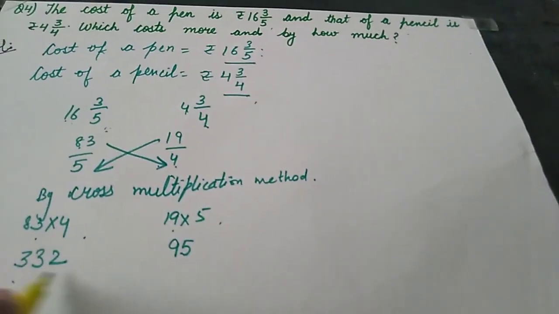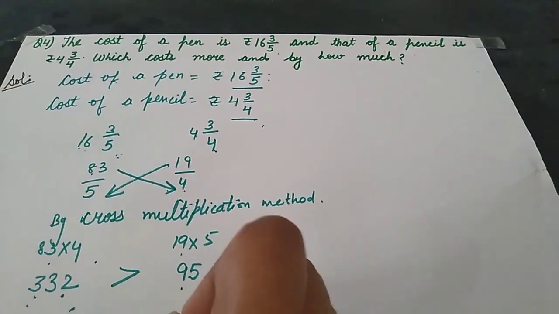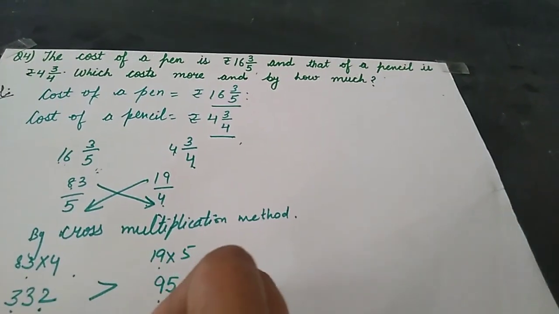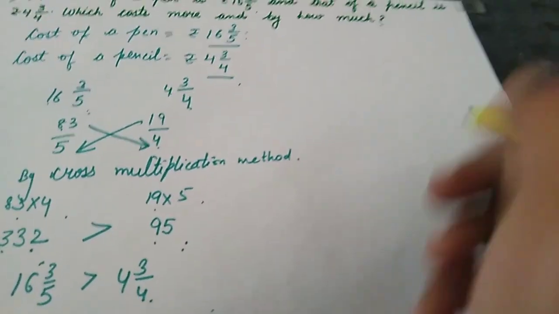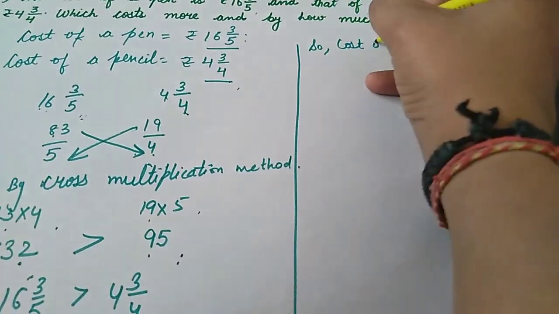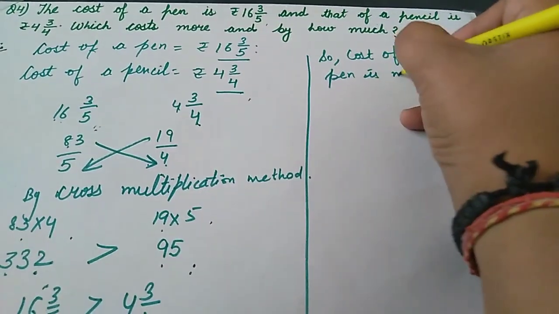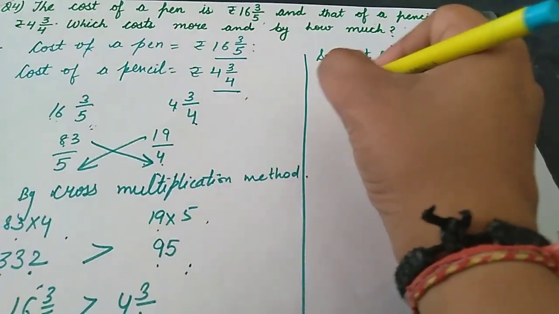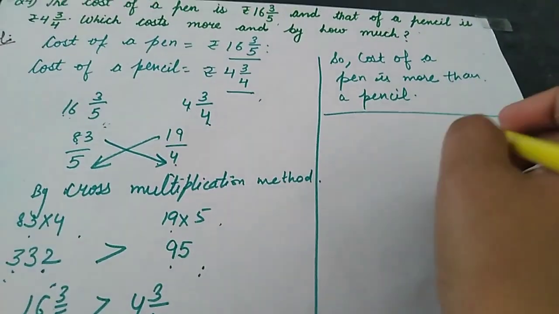Now which one is greater? 332 is greater than 95. So we can say that 16 3/5 is greater than 4 3/4. In the first step, which cost is more? The cost of a pen is more than a pencil. Now it's clear.